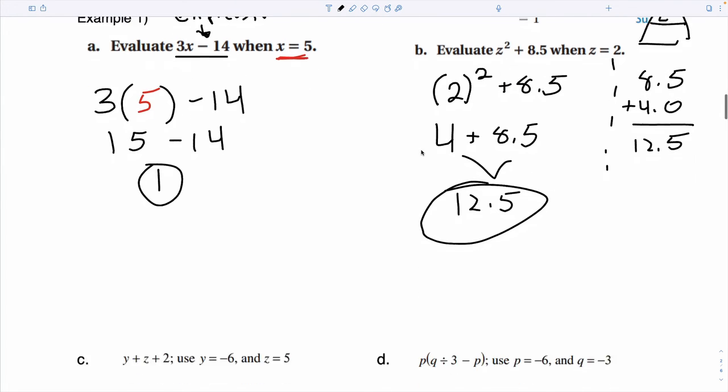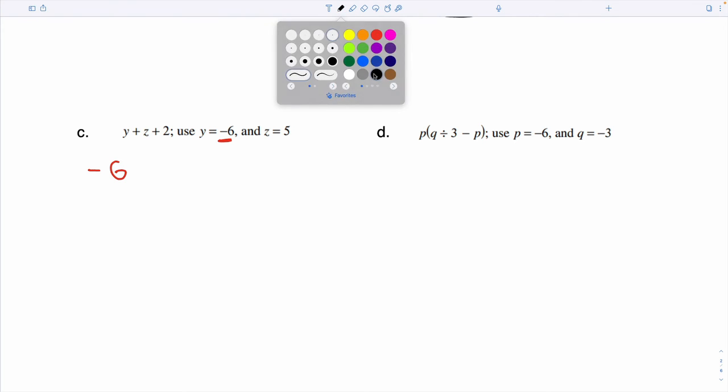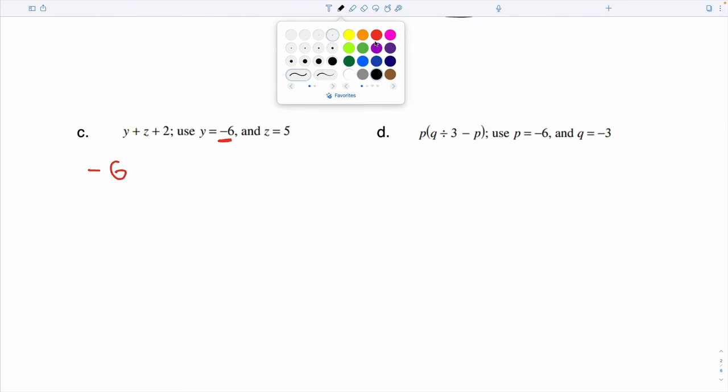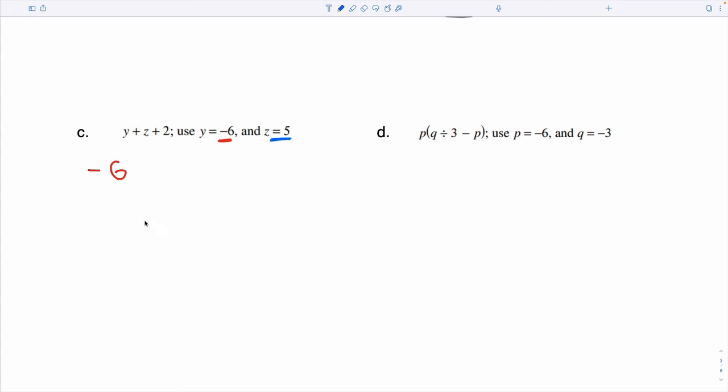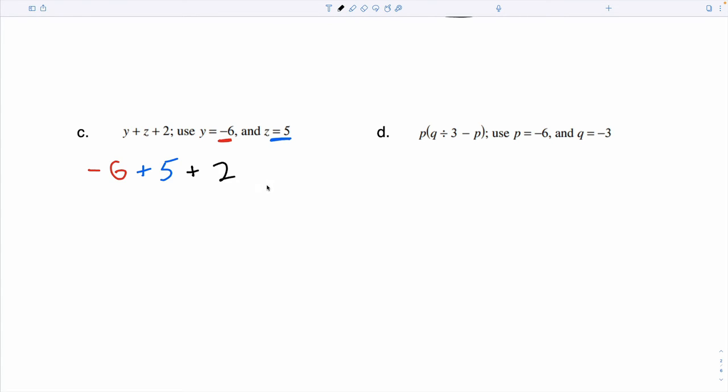It's a variable. So there's more than one variable. If that's the case, solve it exactly the same. Just make sure you choose the right number. -6 replaces y. And 5 replaces z. Yep. There's 3 numbers that are added or subtracted together. Bring down your +2.